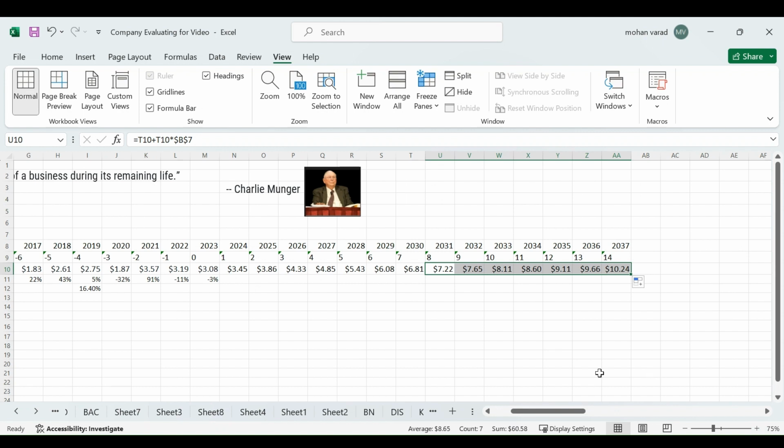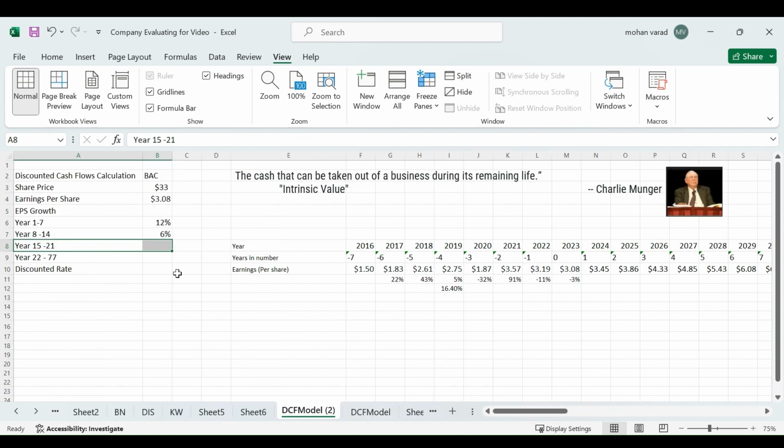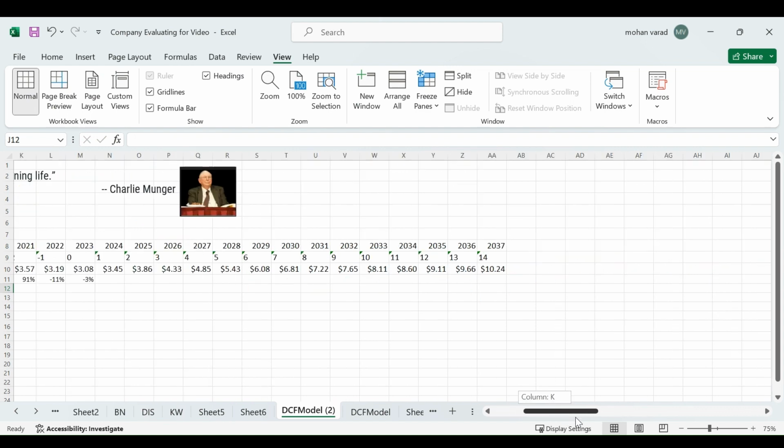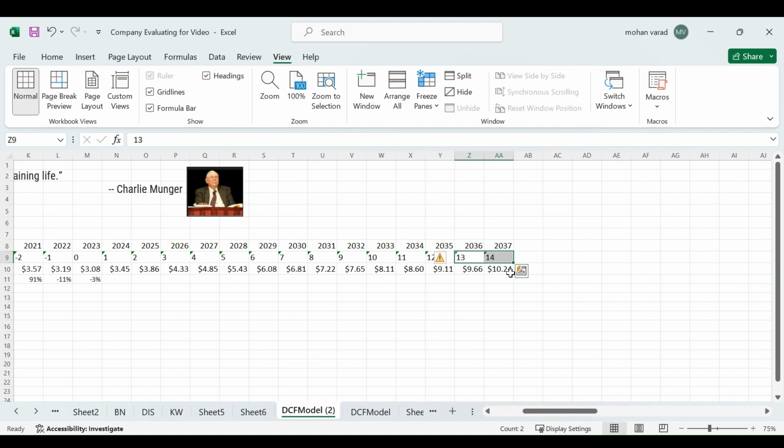Now, let's say for the next 7 years the earnings per share continues to grow, but this time it's decreased because the company is becoming more and more mature. Let's say the earnings per share grows at 5% only. Again, this is not a final number. We are just playing around with all these numbers to come up with a final estimate. So now let's drag these years for another 7 years, from 15 to 21.